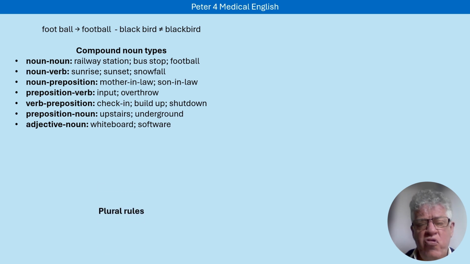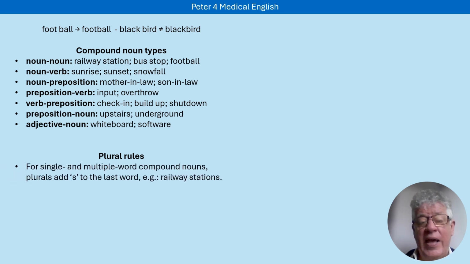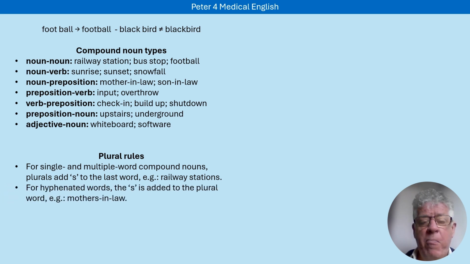There aren't many rules to do with compound nouns. If you want to make a plural of a compound noun, you simply add the s like a normal noun, at the end of the last element. So railway station, railway stations. There are a few compound nouns in which the s is not placed on the final element, but they're very rare, such as mother-in-law, mothers-in-law.